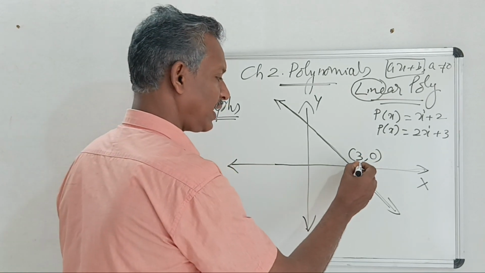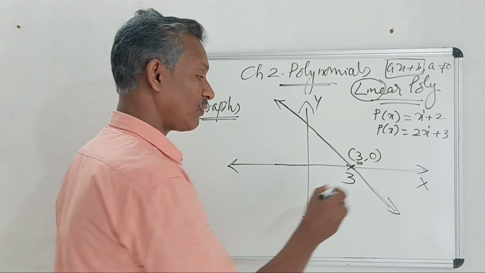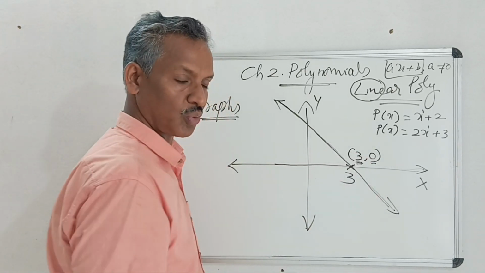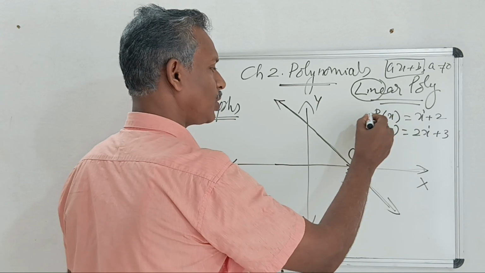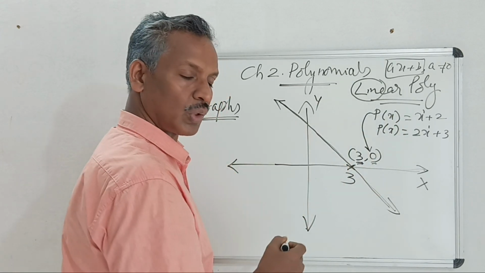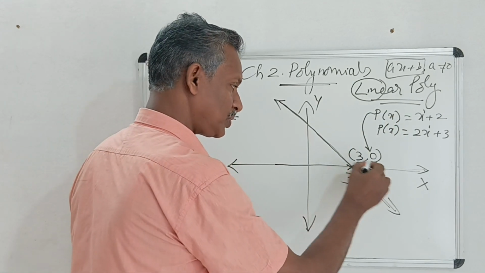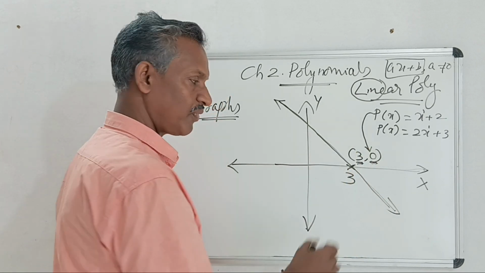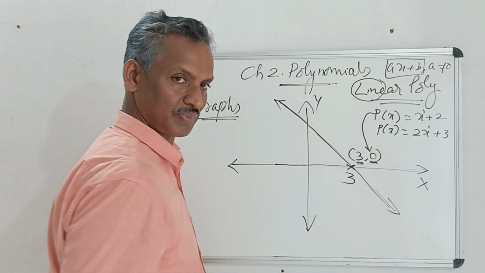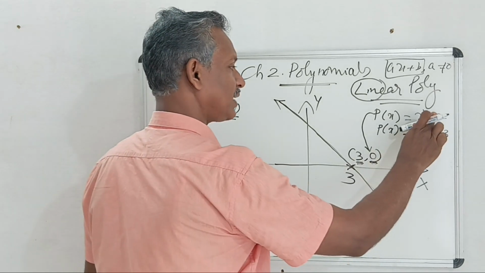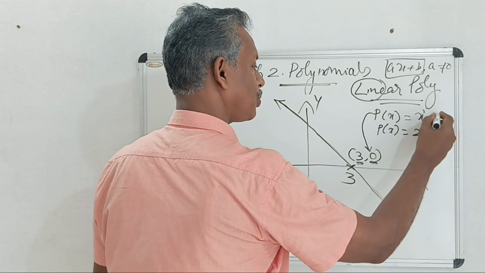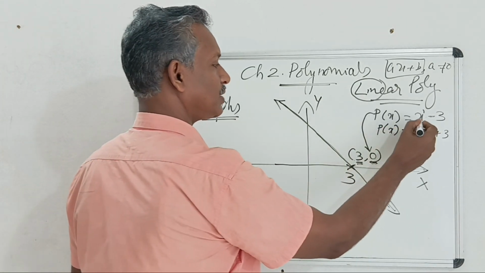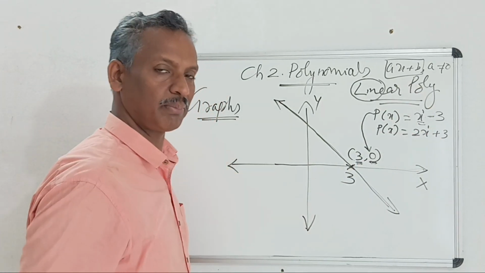That means when x is 3, the y value is 0. Y value always stands for the polynomial. The polynomial becomes 0 when x is 3. For example, this is x minus 3. Such a polynomial is there. If you put this 3 in the place of x, 3 minus 3 becomes 0.